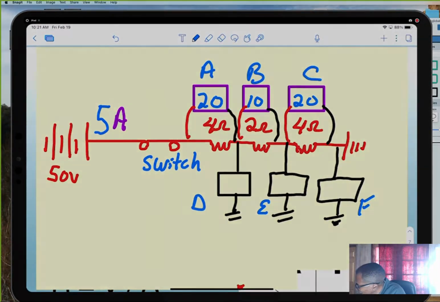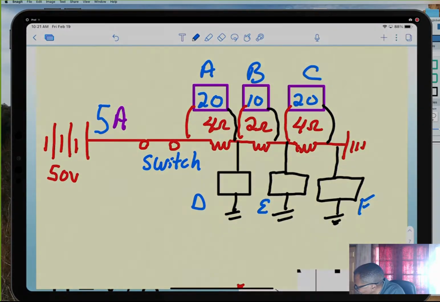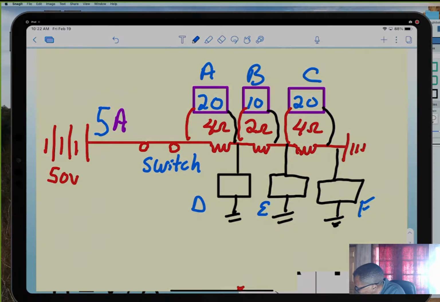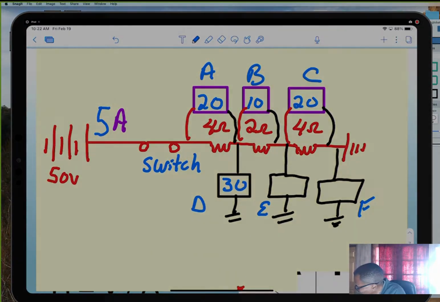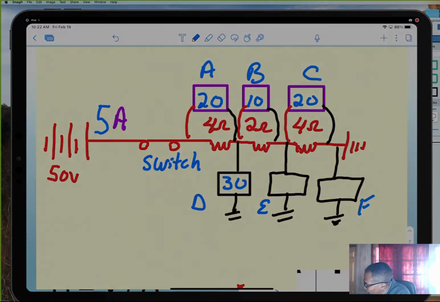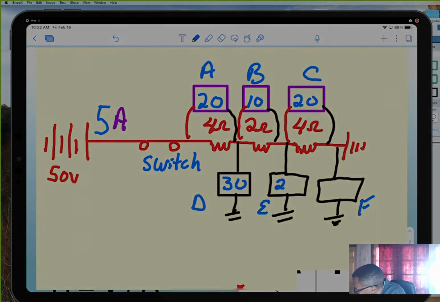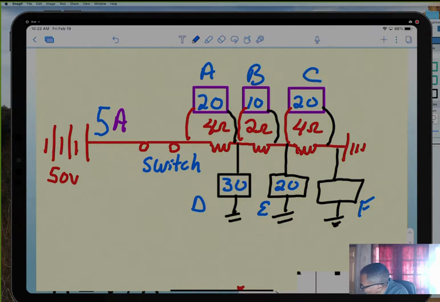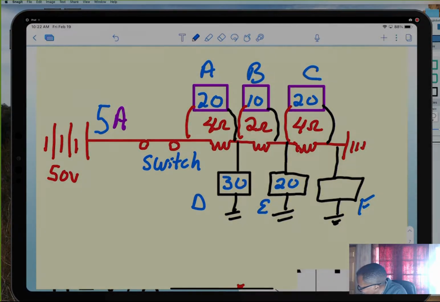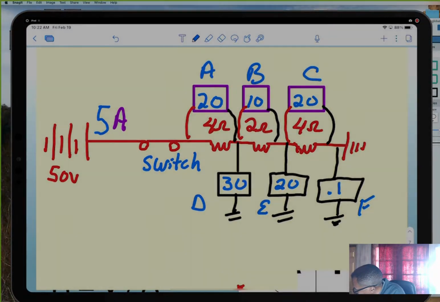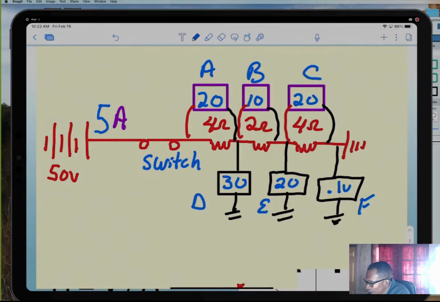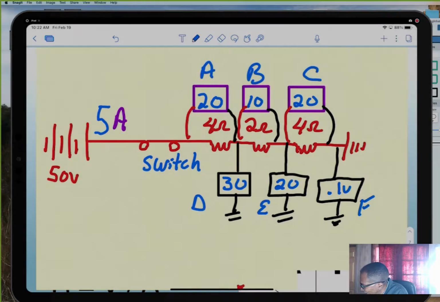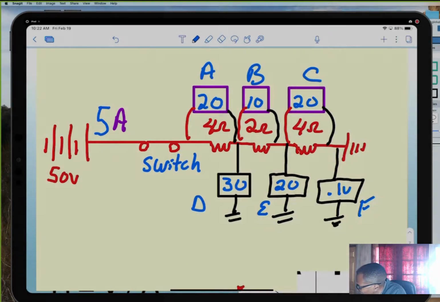Now, how about D? 30. No, wait. 30, yeah, my bad. How about the next one? Gabriel, on the next one? 20. The next one? 0. Near zero. Very good, y'all. Any questions? That was pretty good. That was pretty easy.